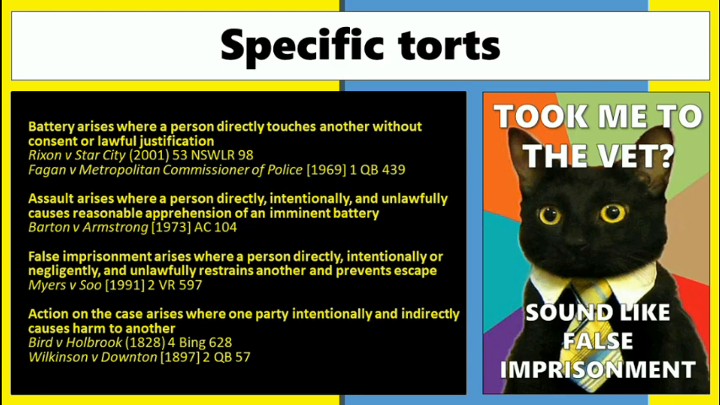And again, specifically, the elements are that one person has to directly touch another without consent, or without any form of justification or lawfulness. Now, the courts call this actionable per se. What does that mean? It means that you don't actually need to prove that there was any harm. If somebody touches you, in theory, you can seek redress through the courts.